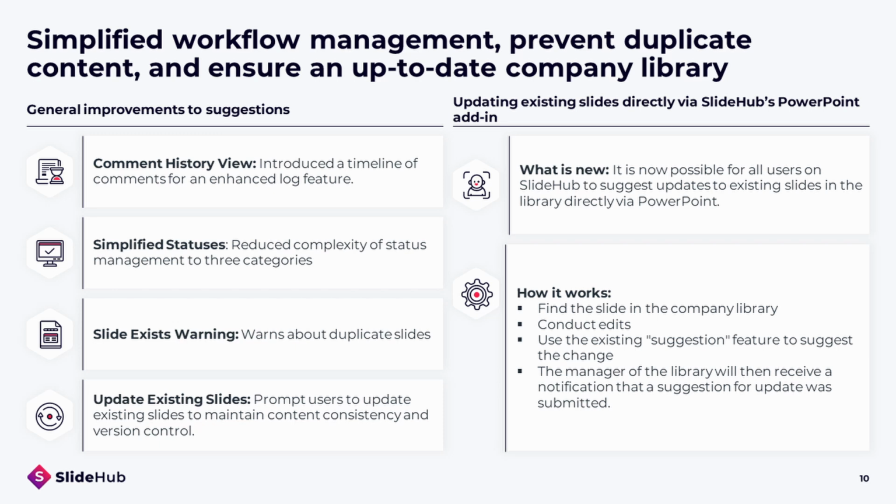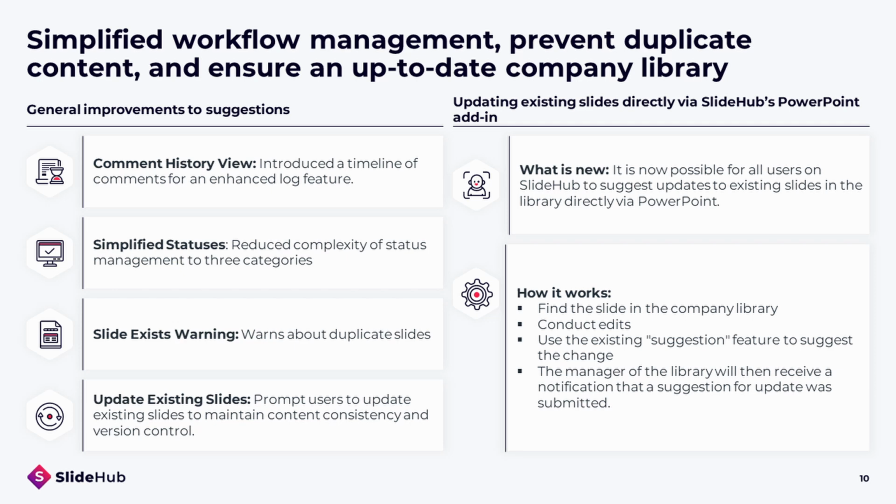The general improvements to suggestions are the following. We now have a comment history view. We have introduced a timeline of comments for an enhanced log feature. We have simplified statuses and reduced the complexity of status management down to 3 categories. Slide exists warning, which warns about duplicate slides. And we have an update existing slide that prompts users to update existing slides to maintain content consistency and version control. You can now update existing slides directly via SlideHub's PowerPoint add-in as well.